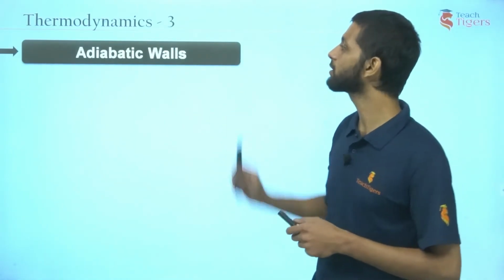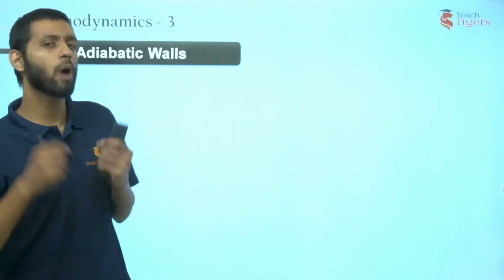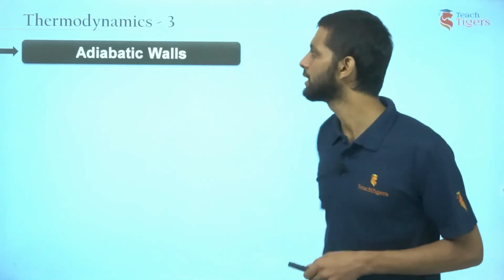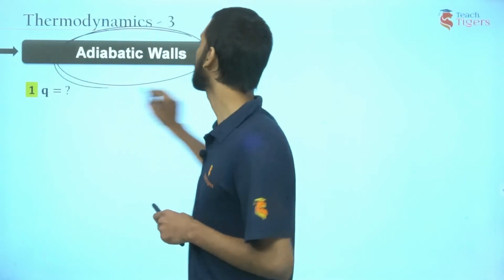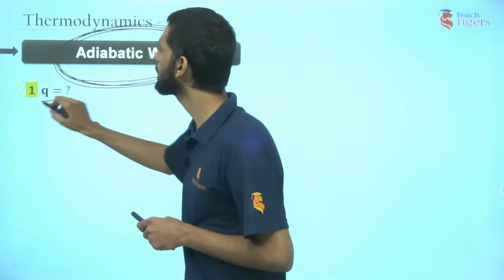Alright, now we're going to start talking about some specific examples. We're going to see how to apply the first law of thermodynamics to certain special cases. And the first case we have is adiabatic walls. In adiabatic walls, what happens? What is heat transferred?